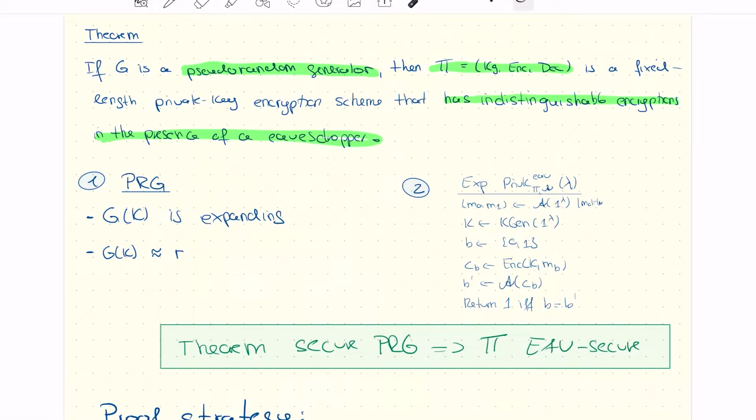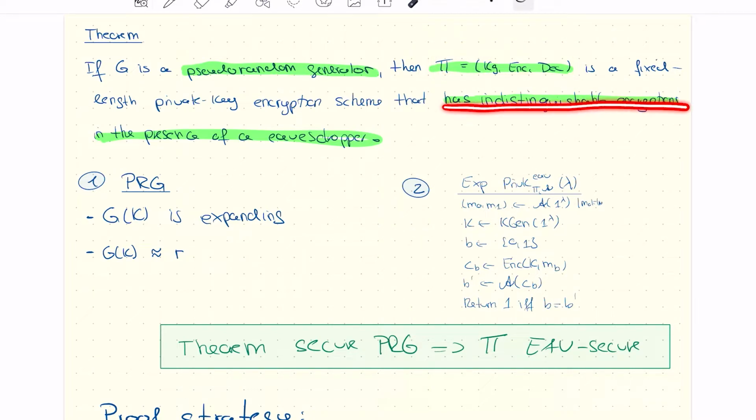Let's take a look at the things that we actually want to prove. The way that we usually start is by precisely looking at the theorem that we are given. As you can see here, the theorem essentially contains several important components. The first one is the underlying assumption that we're using, and this property essentially says that G is a secure pseudorandom number generator. If this is the case, then the theorem claims that our encryption scheme that we just defined has indistinguishable encryptions in the presence of an eavesdropper.